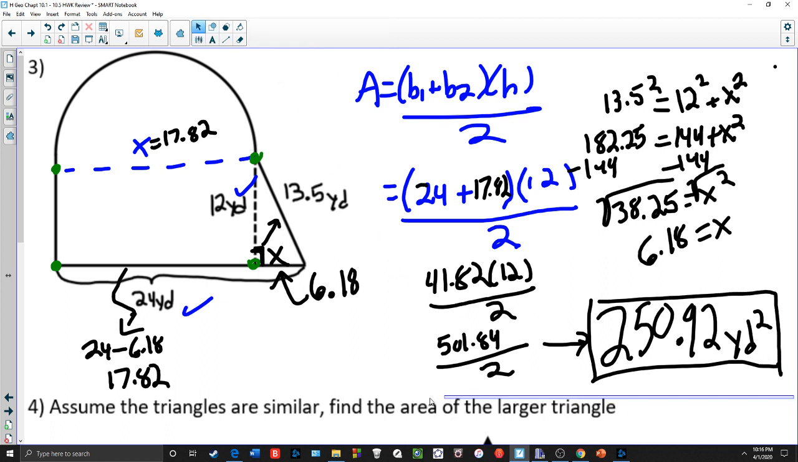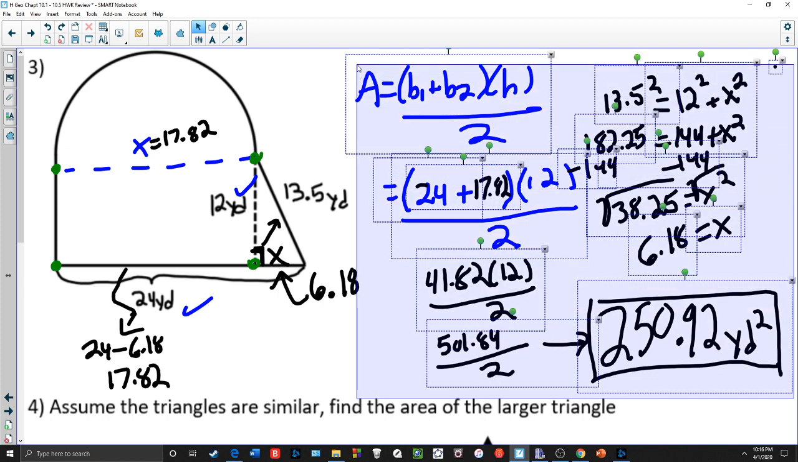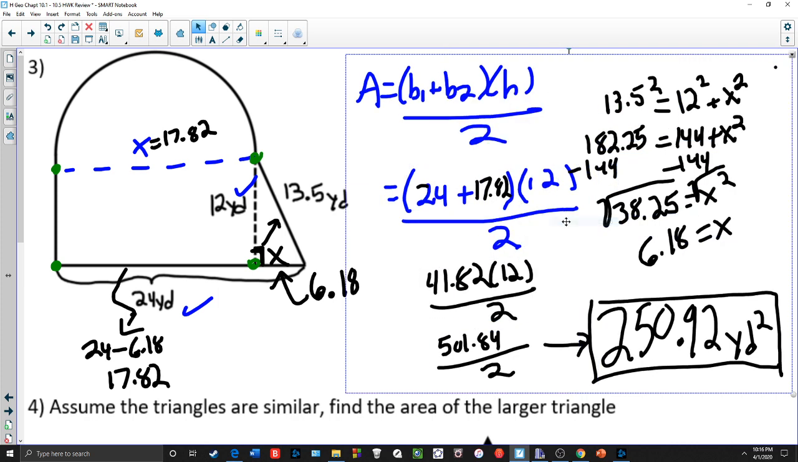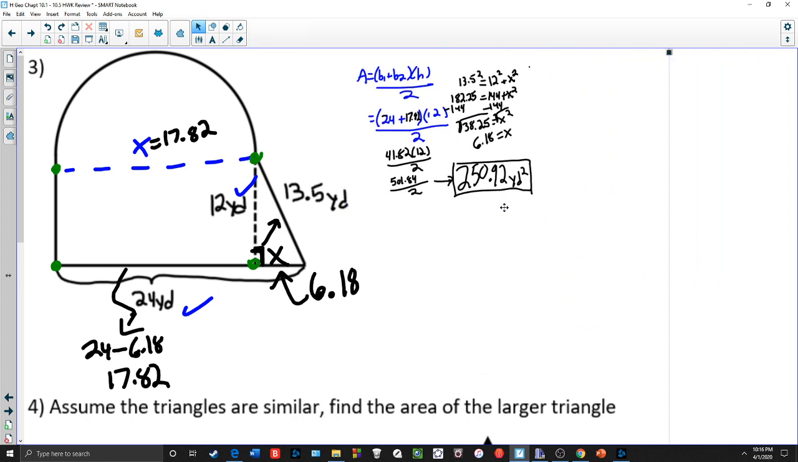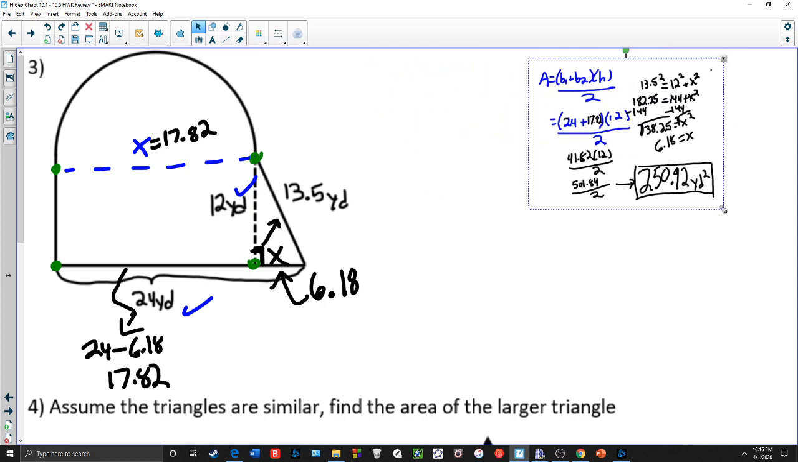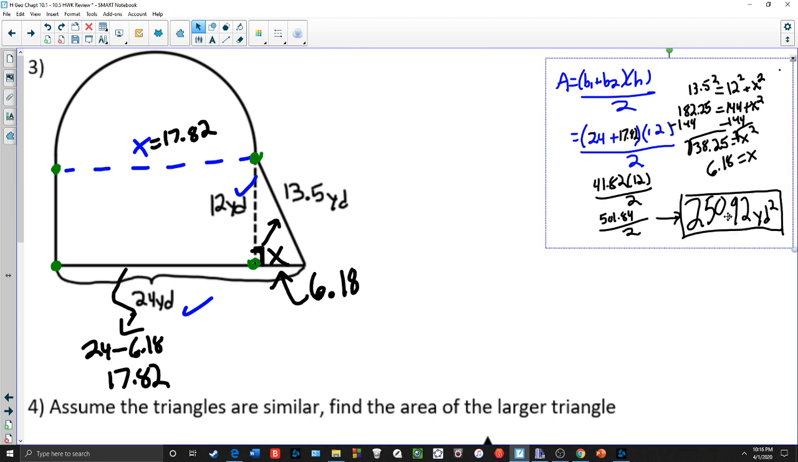So we're going to do some computer magic here. We're going to highlight all this, group it up, say the magic words, and move it off to the side. There we go. Make it a little bit bigger, and then we'll leave it there for you to admire.